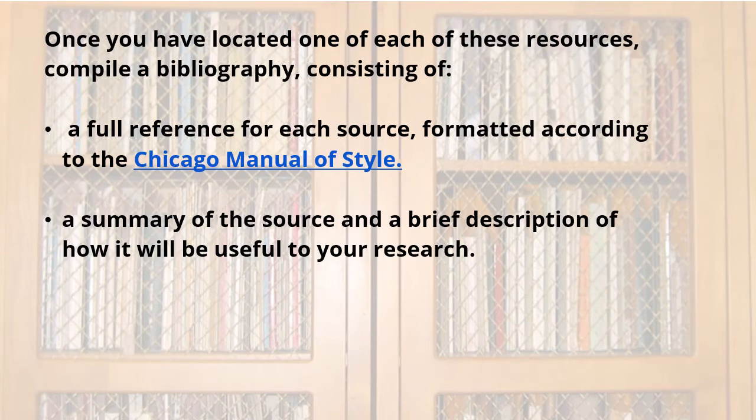Once you have located one of each of these resources, you are supposed to compile a bibliography consisting of a full reference for each source, formatted according to the Chicago Manual of Style, and we will give you examples. And you also have to do a summary of the source and a brief description of how it will be useful to your research. And this is also called an annotated bibliography, and we'll have examples of that later on.